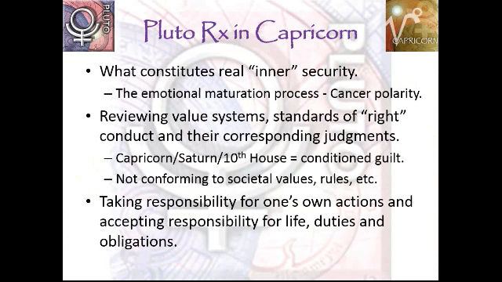And it will cause us to review a lot of our values and the value systems we're born into, what we've created. Capricorn is standards of right conduct and the judgment around that. When we don't conform to those standards of right conduct, we have what we know as conditioned guilt. And with Pluto retrograde in Capricorn, we're throwing off those standards of conduct right and left. I don't care if this is a familial tradition for me.